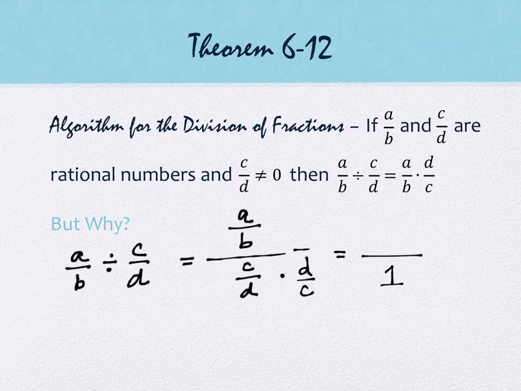But anytime I deal with fractions, anything I do to the denominator, I have to do to the numerator. So if I multiply by d over c in the denominator, I need to also multiply by d over c in the numerator. And we can see that what we end up having is a over b times that d over c. And the multiplicative identity, in this case it's a division identity as well, because multiplying and dividing by 1 are equivalent, leads me to having simply a over b times d over c.